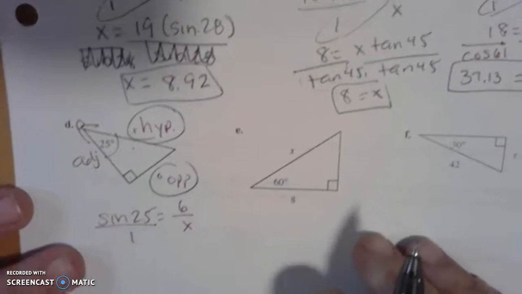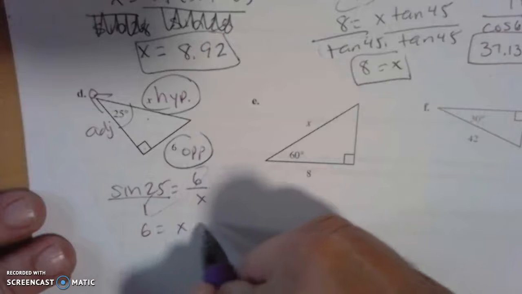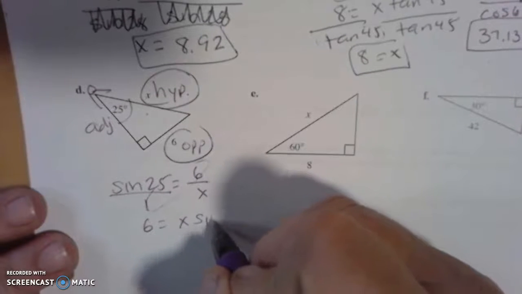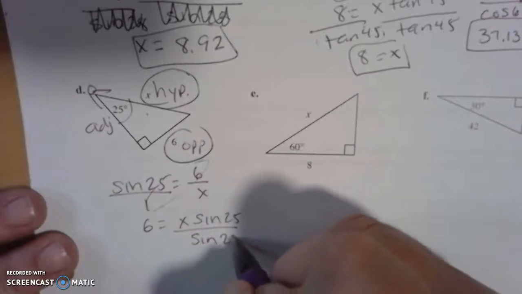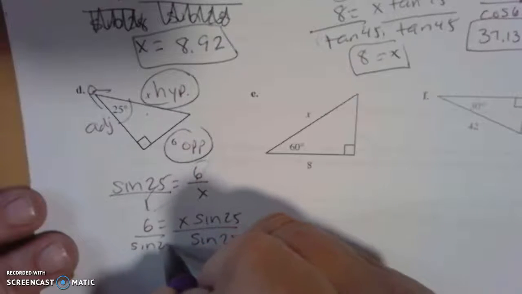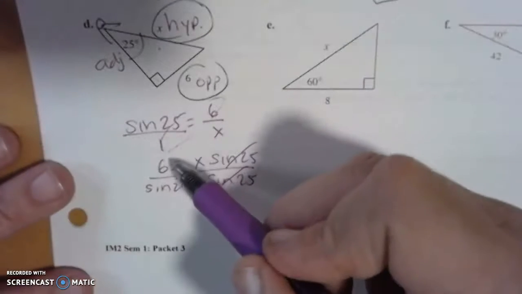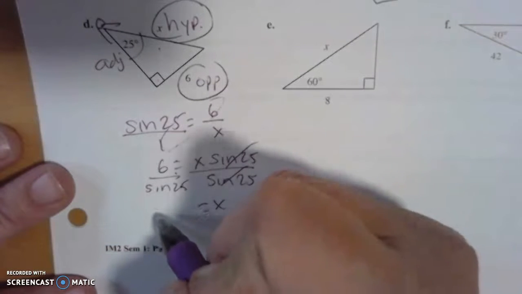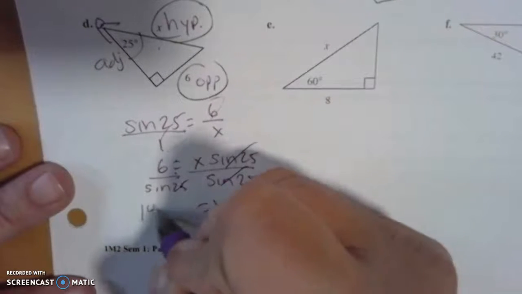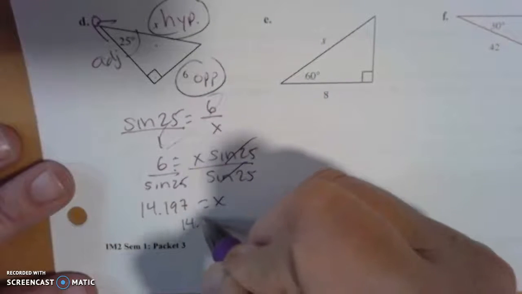Again, set up my ratio, and we're going to multiply. 6 equals x times sine of 25. We got to divide by sine of 25 so that we can solve for x. And then that cancels. You get x equals, I'm going to type in my calculator, 6 divided by sine of 25. And I'm going to get 14.197, or I can change that to 14.2.